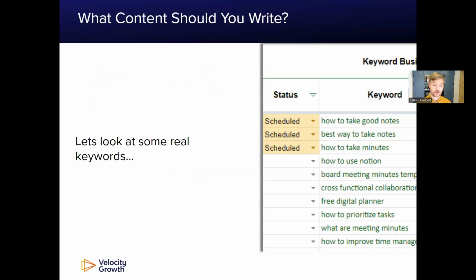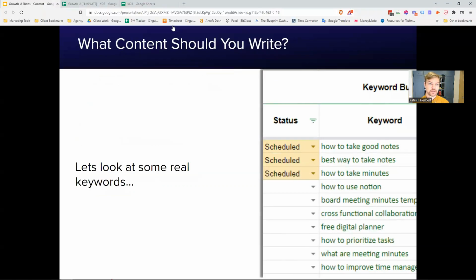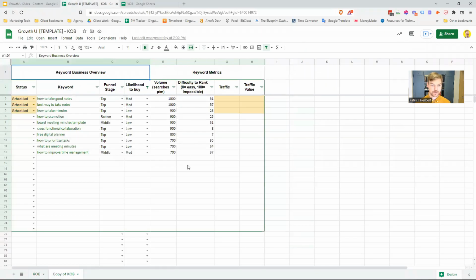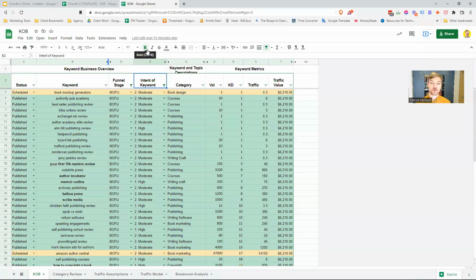So let's take a real look at what that might look like. If we go into here, we've already used a template here. We looked at this template in the previous one. This is a simplified version where I took some off-the-cuff rankings for you. I think over here I've got a more detailed one that we did for somebody else that I can show you. Right. So here is, say, your KOB, your keyword research sheet, whatever you want to call it.